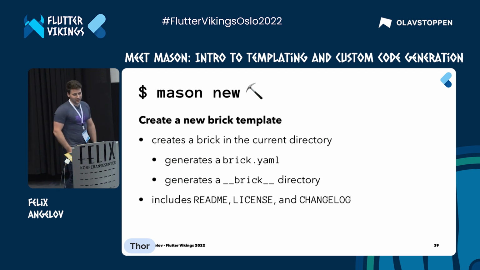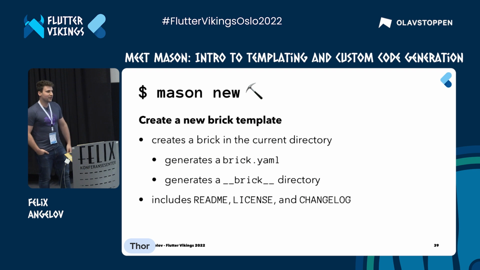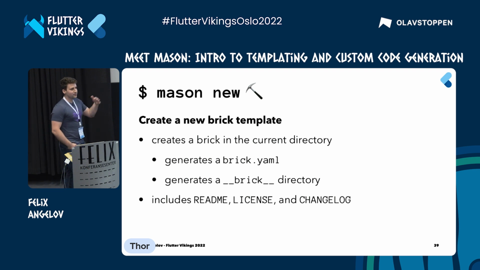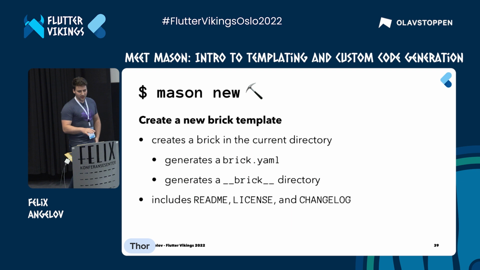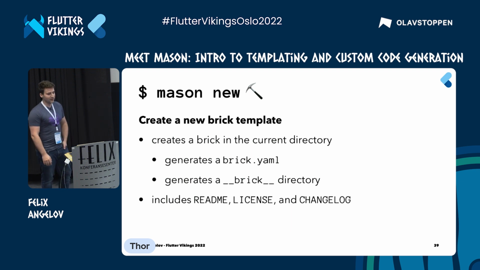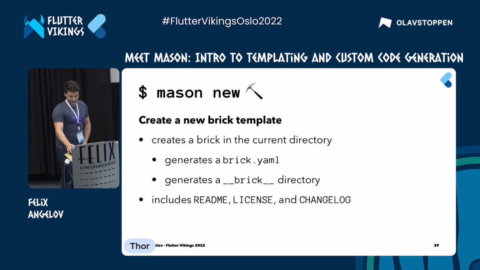Everything is a command. So we have a command for generating a new template. And fun fact, that uses Mason to generate a template within Mason. So Mason uses itself. And so Mason basically just generates a brand new brick for you. And it generates a couple files. It generates a README, a license, a changelog, which are probably things that you're all familiar with, and I won't spend too much time talking about. But it also generates a brick.yaml and then this __brick__ folder.